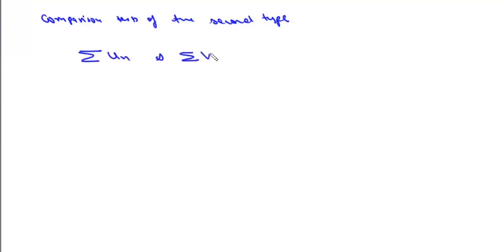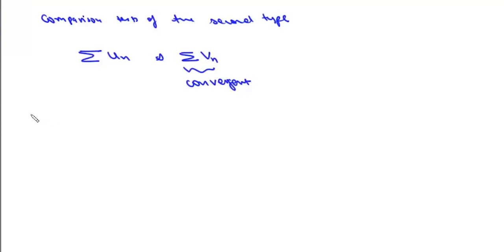Now we'll come to comparison tests of the second type. So we're going to write comparison tests of the second type. Now in this, suppose we have two series, summation un and summation vn, such that this summation vn is convergent.